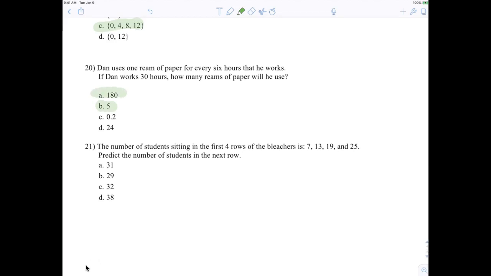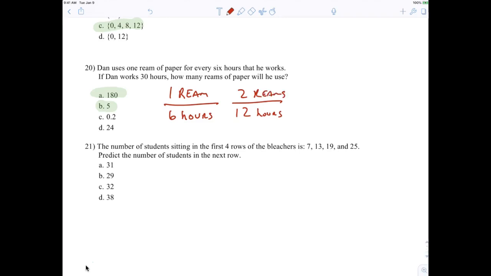Now, what I'm going to try to do this year is really make math visual. So here's what I want you to do on this. If he uses 1 ream of paper every 6 hours, so 1 ream every 6 hours, that means in 12 hours, he's going to use 2 reams.